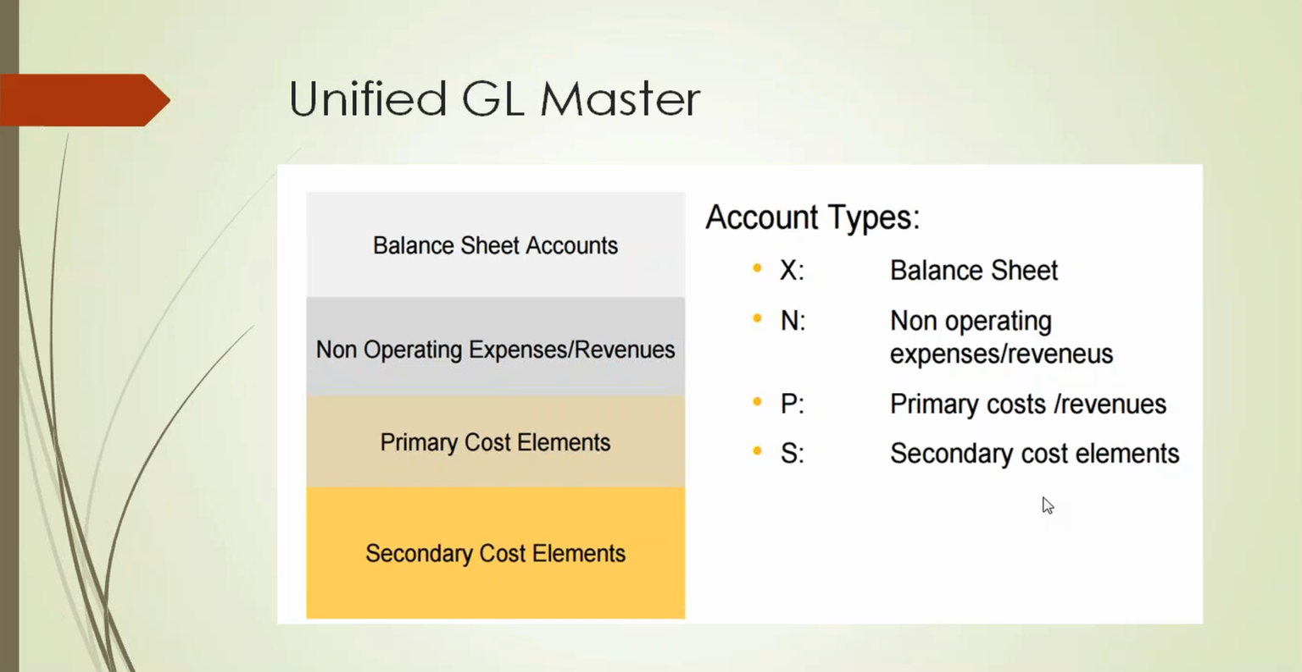Okay, so yes, I was talking about the account types. There is a new field called account type in the GL master, and this account type can be one of these four. First is your balance sheet account. Second is non-operating expense revenue accounts, where you don't need the cost element. Third is the primary cost and revenues. This is the normal cost element, like the normal GL account for which we used to create the cost element, either 0, 1 or 11, whatever is the type of the cost element, and then the secondary cost elements. So this has been divided in the GL master itself, whether it is the primary cost element or the secondary cost element.